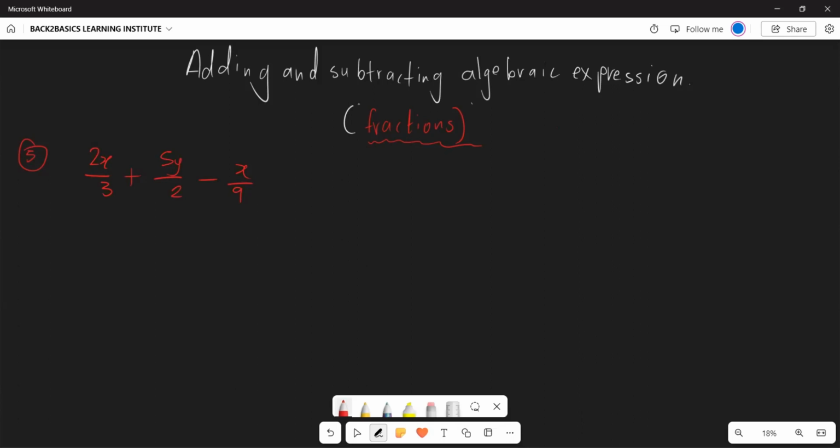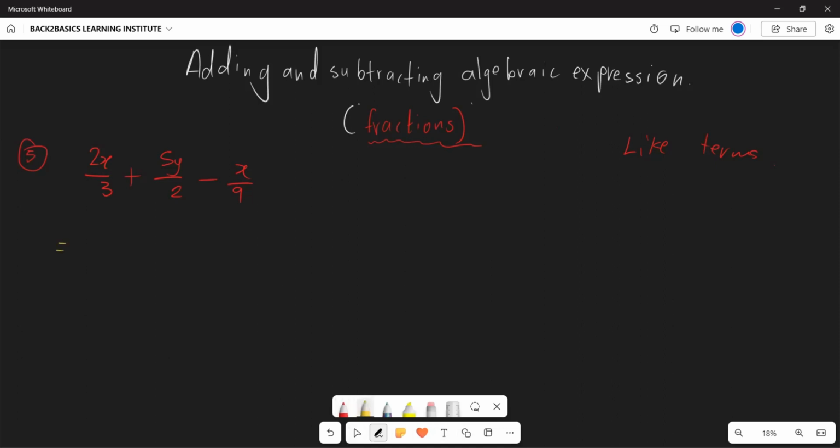Now, you can check whether you have any like terms, right? So in this case, let's start by grouping our like terms. Do you have any like terms here? Look, you have 2x over 3, and you have x over 9, right? And the 5y over 2 is not a like term, right? So which means you can start by grouping like terms.